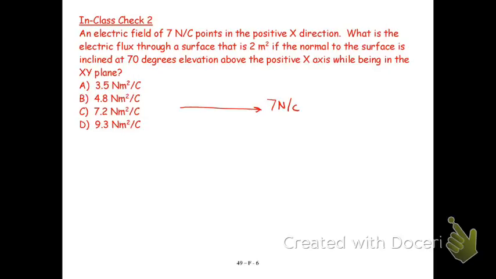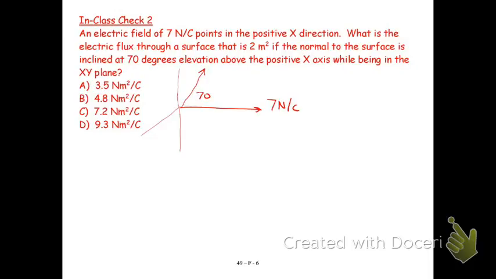What is the electric flux through a surface that is 2 square meters if the normal to the surface is inclined at 70 degrees elevation above the positive x-axis while being in the xy plane? Oh my word. This is why diagrams are so good.